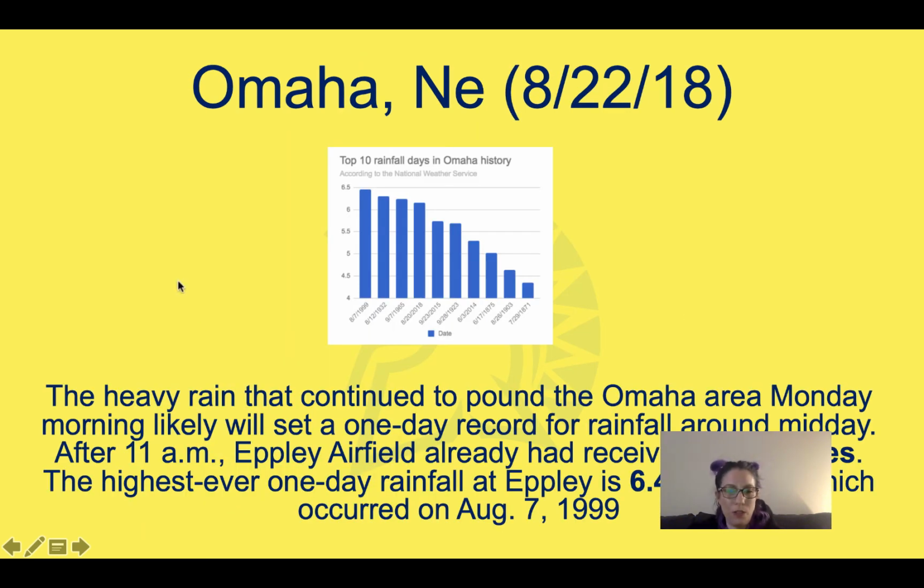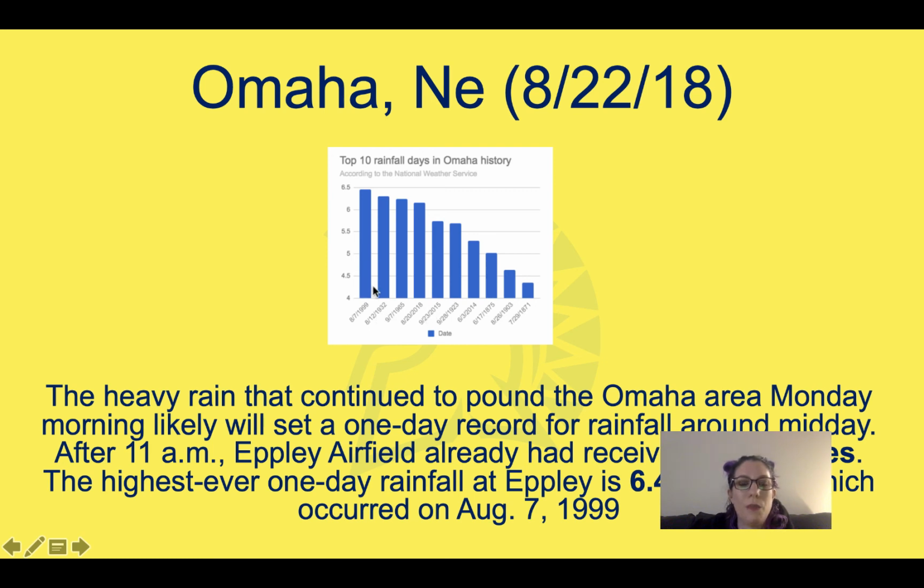The first time I taught this class, or maybe the second time, there was almost a record. They almost made it. They received 6.02 inches, and the highest ever one-day rainfall at Eppley is 6.44. So they were super close that year, August 22nd of 2018. They were really close to getting that record, but they just didn't quite make it.